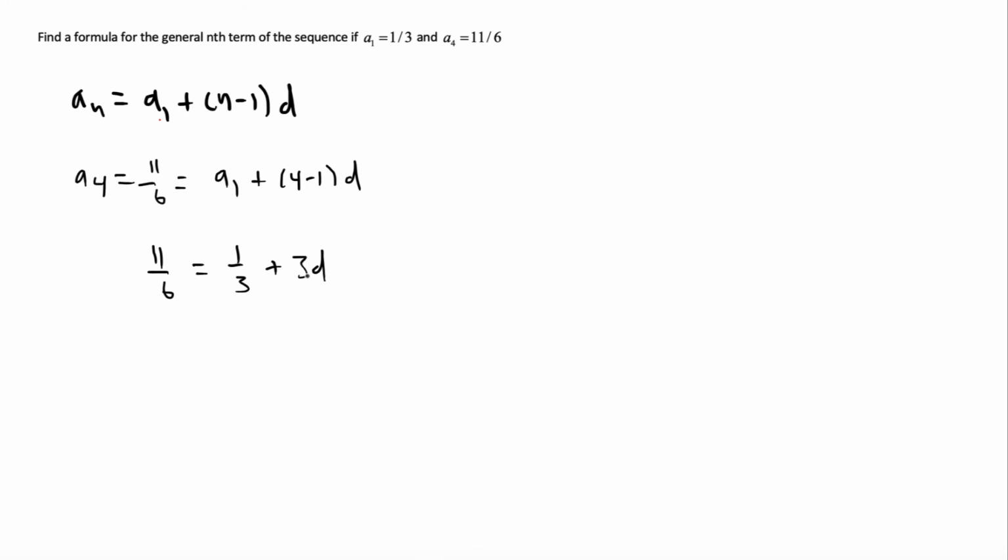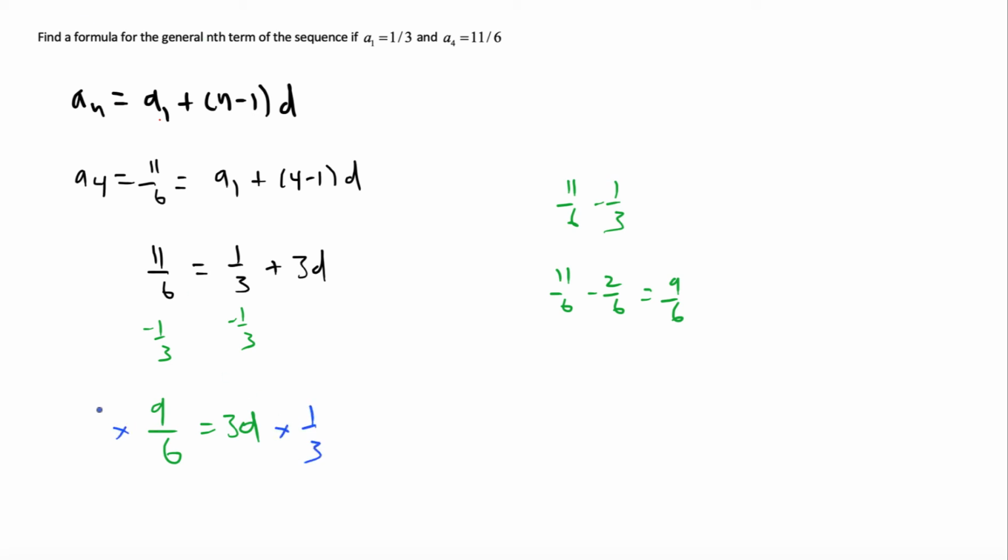By doing a little bit of algebra here, let's subtract the 1/3 from both sides. So 11/6 minus 1/3. Get the common denominator of 6, so we get 9/6 is equal to 3d. Now we just multiply both sides by 1/3, which isolates the d. So d here should give us 9/18, which is also 1/2. So the common difference here is 1/2.